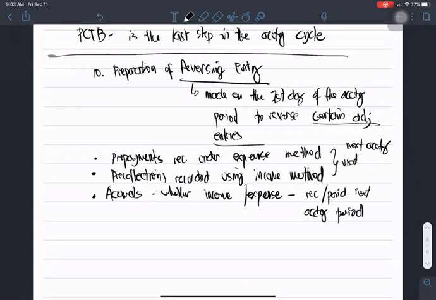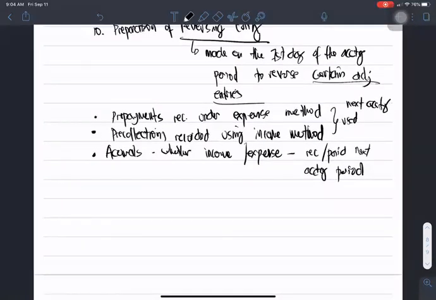Okay? So that's it for our accounting cycle. Now we proceed to the second part of our topic for today, that is the analyzing of business transactions.